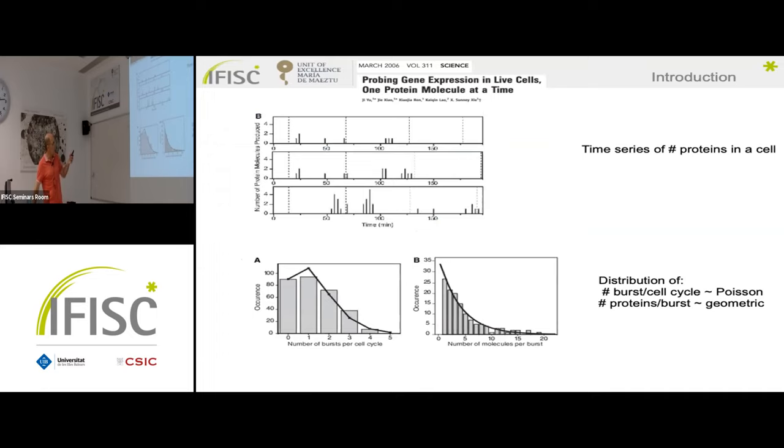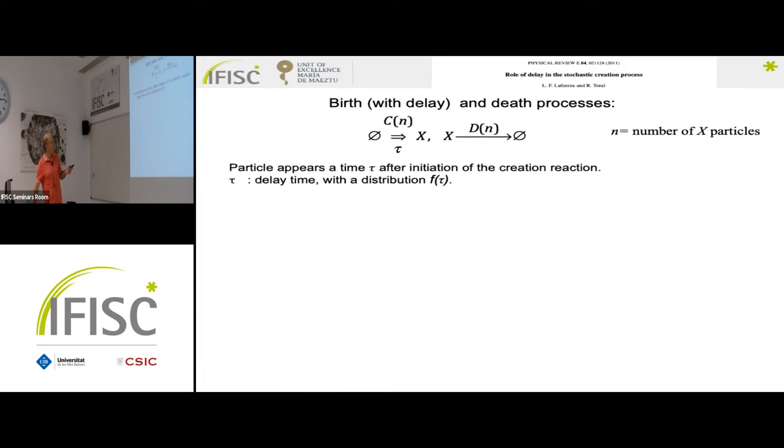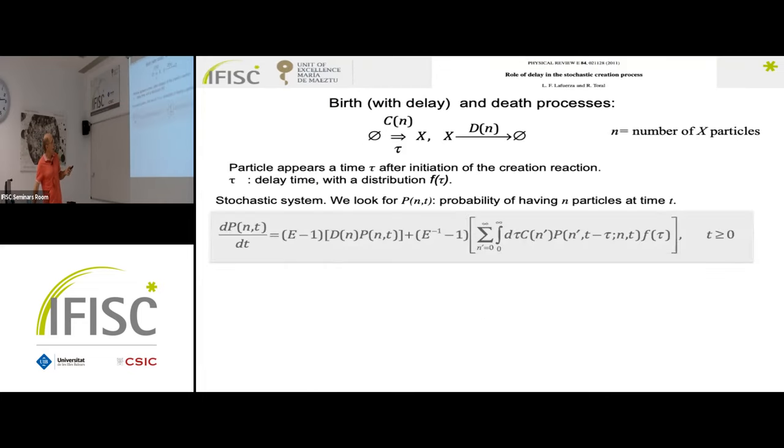Okay, so this is what I showed you before. And you can see here the distribution of the number of bursts that you create, and the distribution of molecules per burst is not a Poisson distribution. Now, how do you do this? Well, you need to write the master equation. I will not give you any details of the mathematics, so don't worry. But in this case, it's not too difficult to understand.